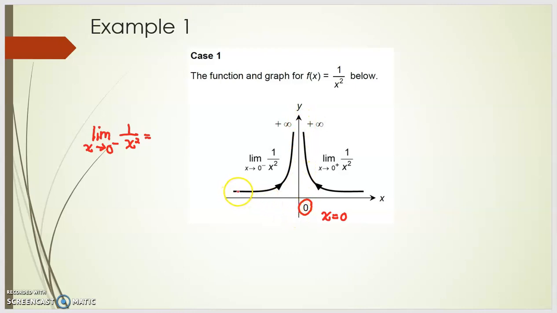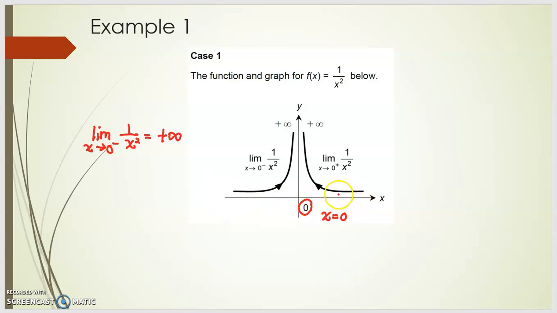As x approaches 0 from the left-hand side, you can see that on our left-hand side, the graph approaches x = 0 from the left. As x approaches 0 from the left-hand side, you follow this arrow. So the function approaches positive infinity. Here is positive infinity.